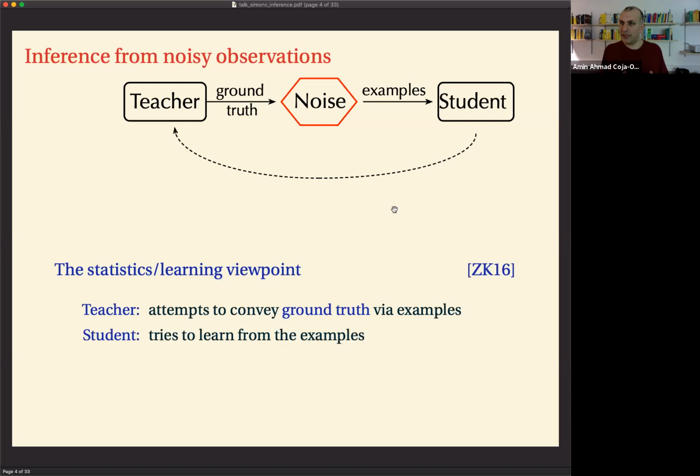So the student faces the problem of figuring out on the basis of the examples that they are presented what the ground truth was, or at least to recover as much of the ground truth as possible. So the student cannot get their hands directly on the information that the teacher tries to convey, but instead receives some noisy data and is supposed to learn the hidden information somewhat indirectly.